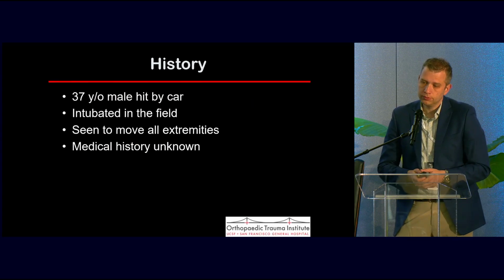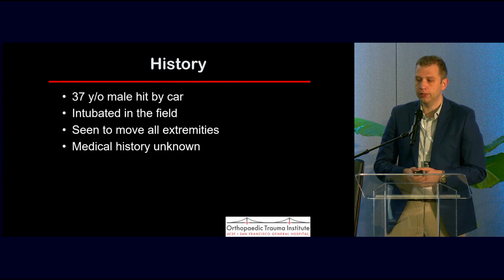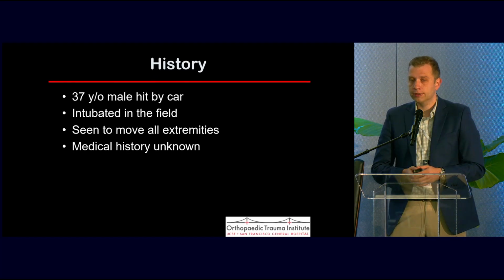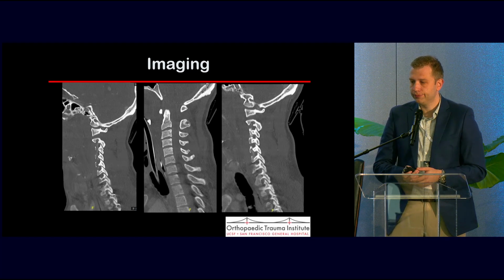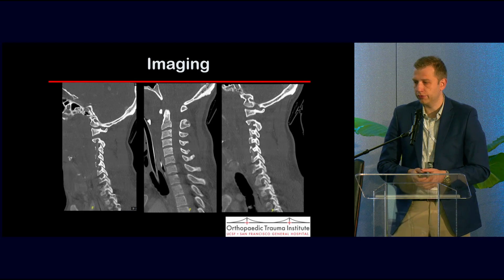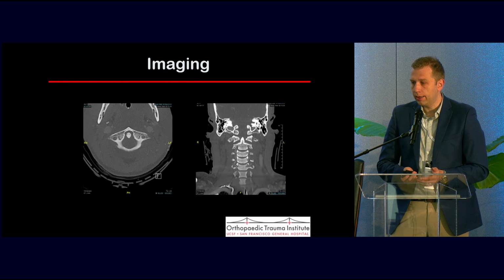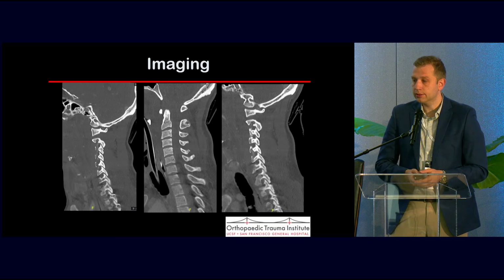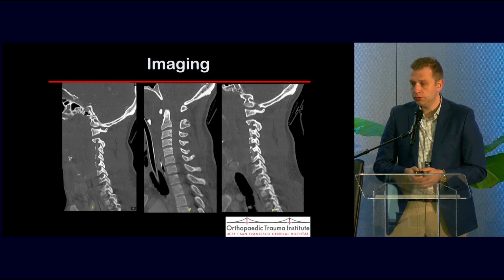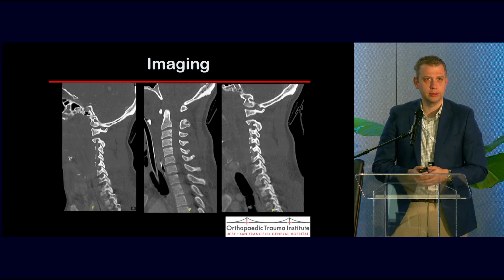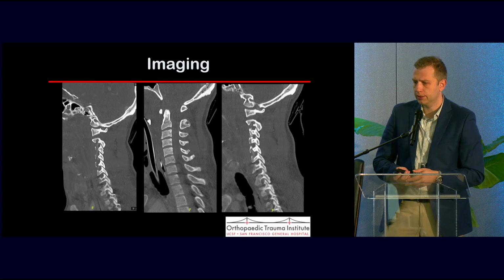And so I'll start with this case of a 37-year-old male who was hit by a car. He was intubated in the field, seen to move all extremities, and his medical history is unknown. You have his imaging over here, and you could see some widening at the C1-C2 joint as well as the OC joint, and angulation of the C1 relative to the C2, and I'll go into more detail with that shortly to demonstrate it.